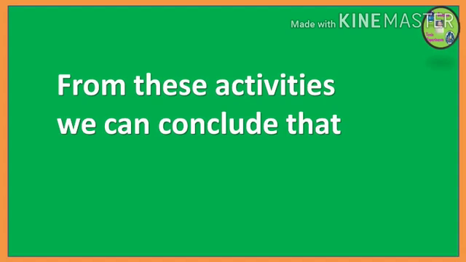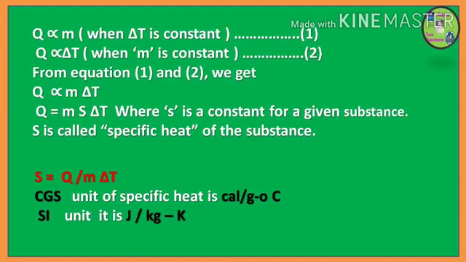From these activities, we can conclude that Q is proportional to m, where delta T is constant, and Q is proportional to delta T, where m is constant. From these two relations, Q is proportional to m delta T. It implies Q equal to m s delta T. s is a constant for a given substance. s is called the specific heat of the substance. s is equal to Q by m delta T. The CGS unit for specific heat is calorie per gram degree centigrade and the SI unit is joule per kg Kelvin.